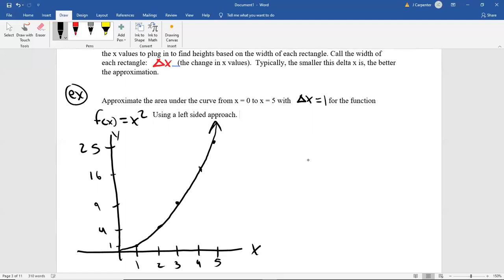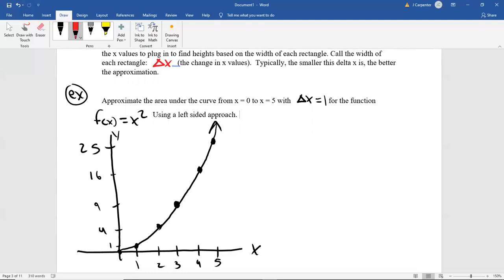So there's our x squared graph. Basic parabola, everyone should know what that looks like. Forgive me if the heights aren't lined up perfectly. Not the point of the problem. So we want each of these widths to be 1.